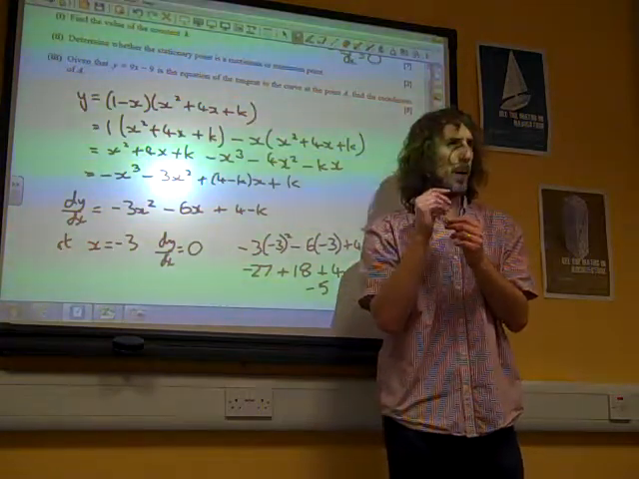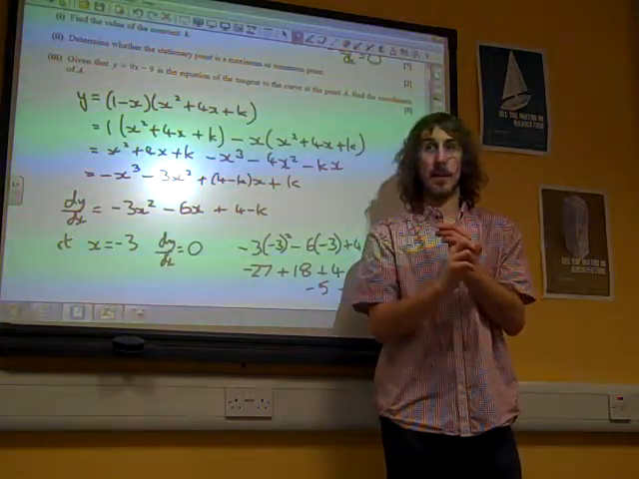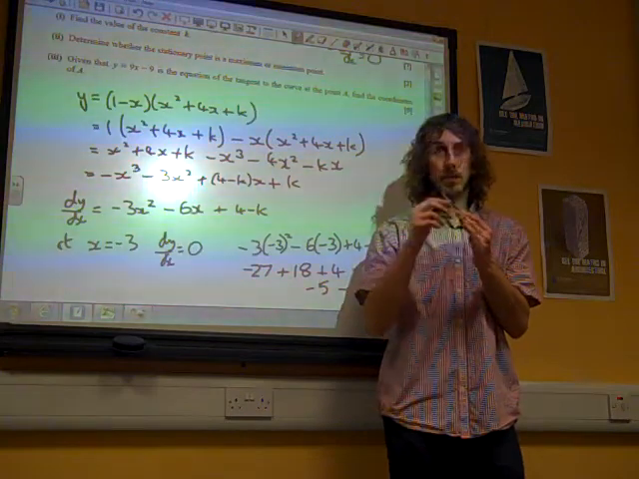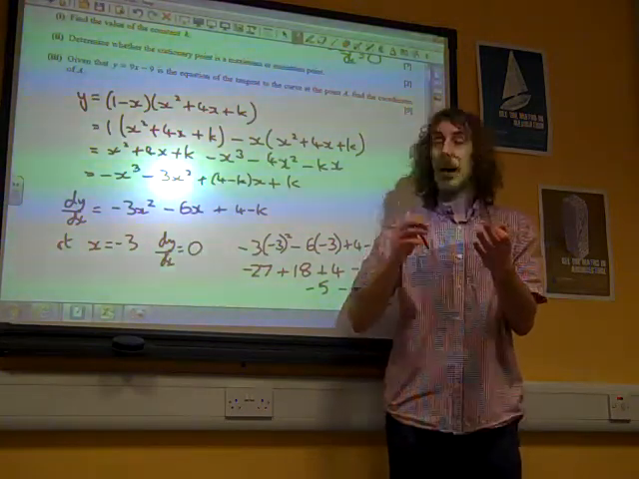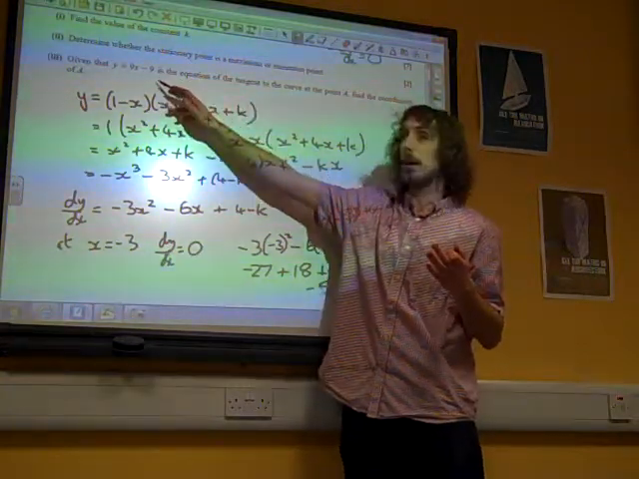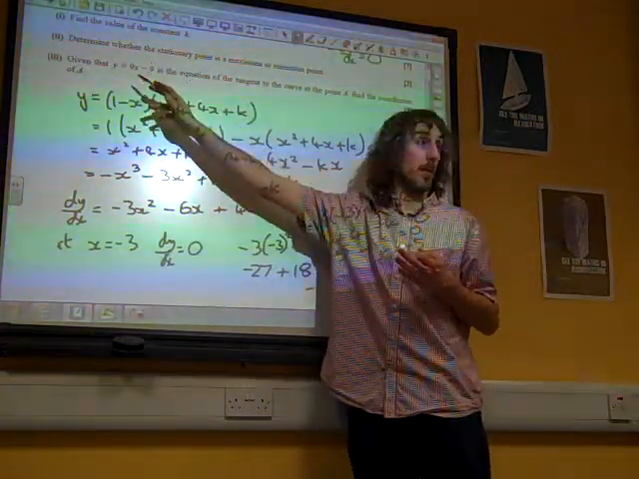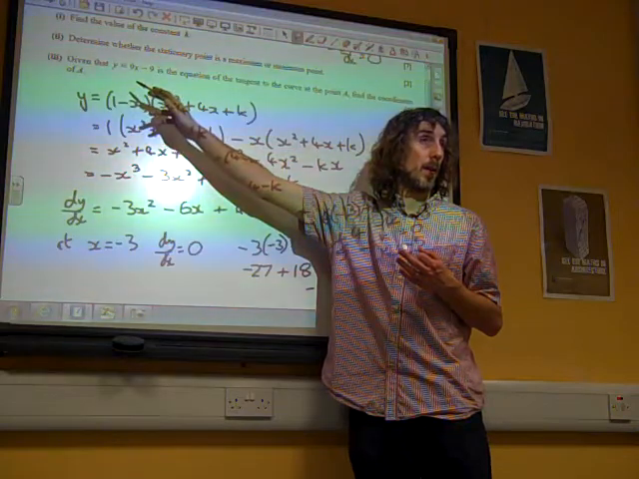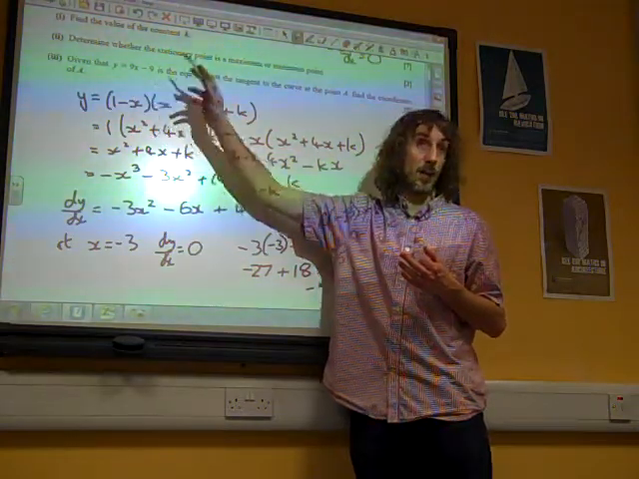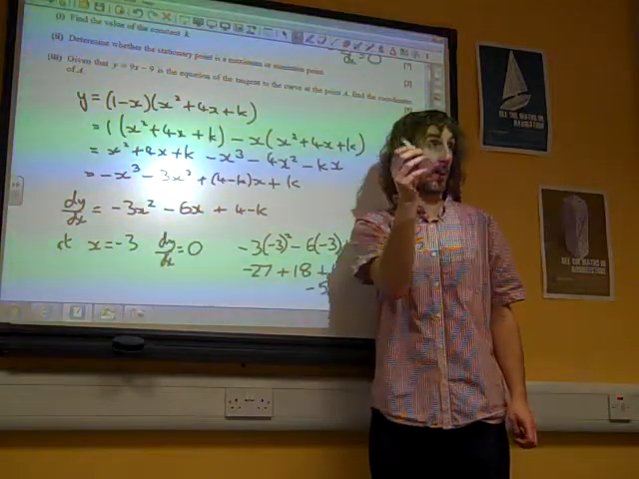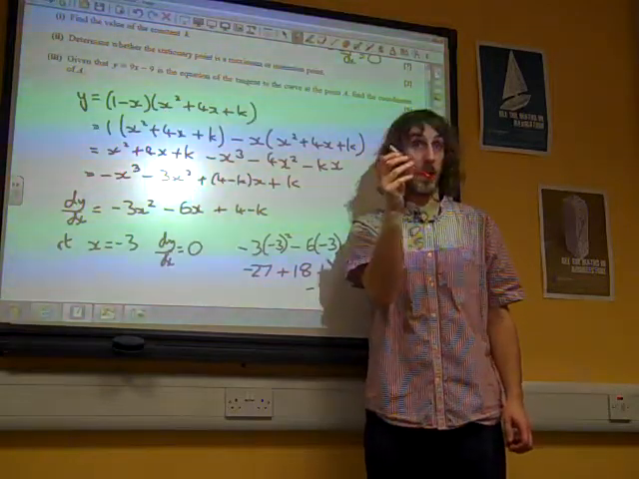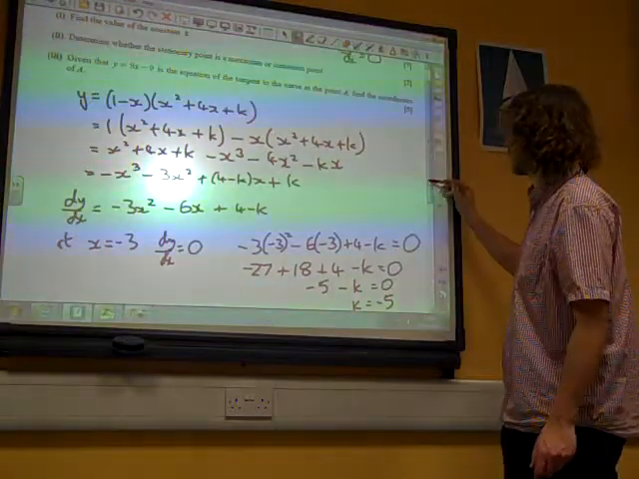Actually, this has been a question about gradient, hasn't it? Stationary point, dy by dx, nature of the turning point. It's all about gradient. And here we have a straight line with a gradient of 9. Now if it's the tangent to the curve, that means that at the point it touches, the curve must have a gradient of 9 as well. And that's our way into this question.